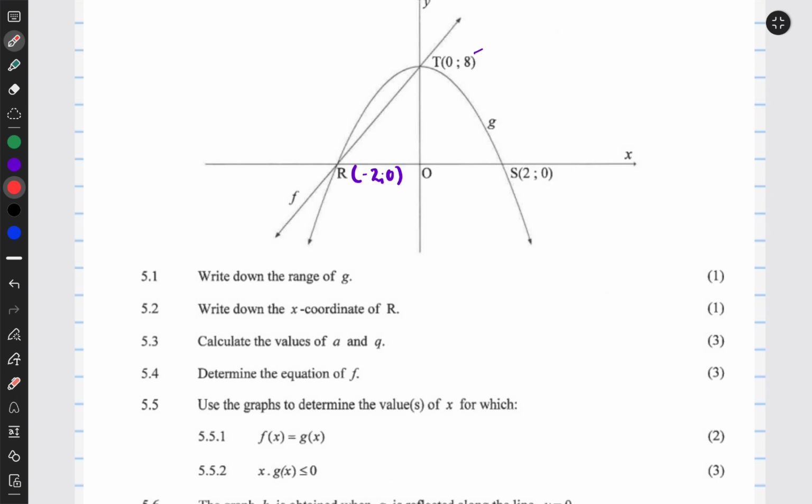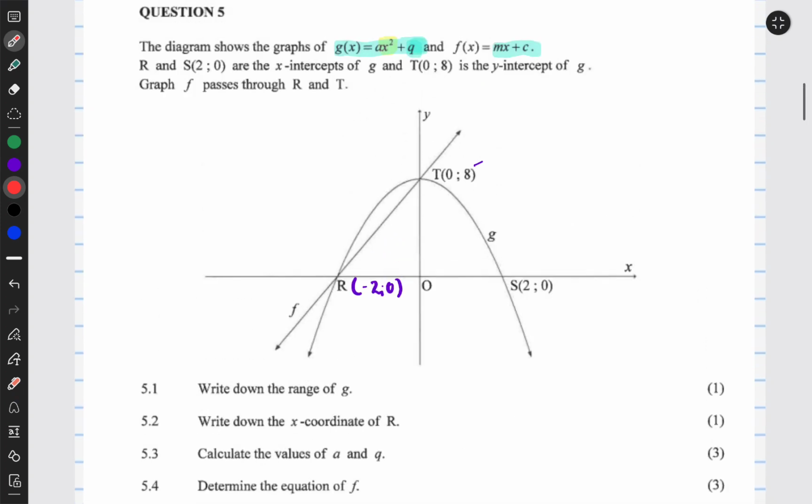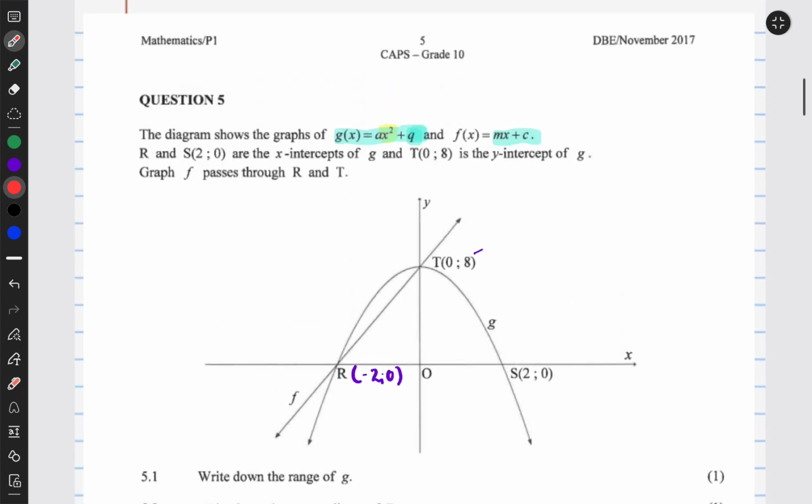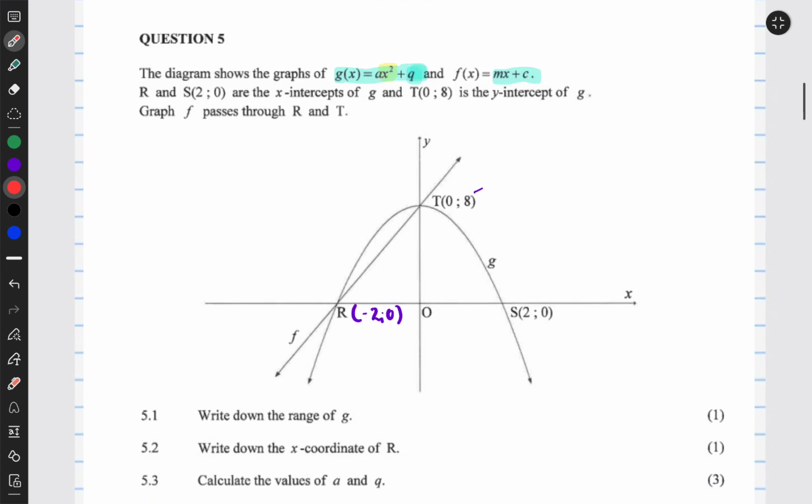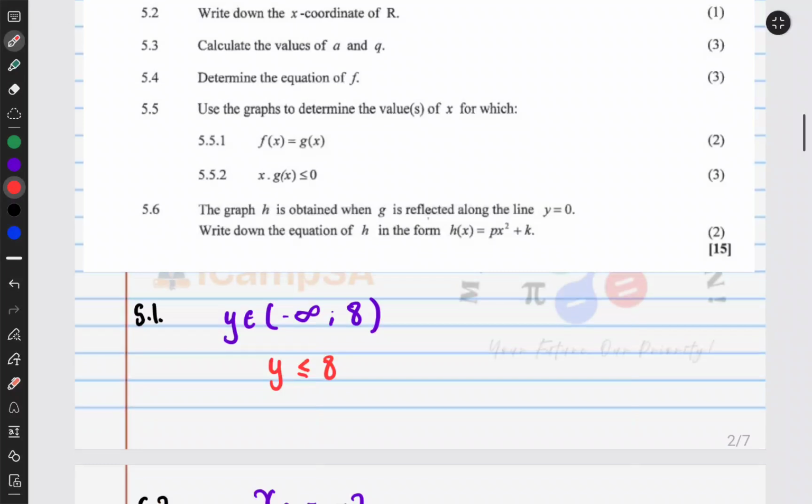For 5.4 we are asked to determine the equation of f. What do we need in order to determine the equation of a straight line? We need to calculate the gradient, and to calculate the gradient we need two coordinates. We already have two coordinates, R and T, and we also need the value of c, which is the y-intercept. So c is essentially going to be 8.